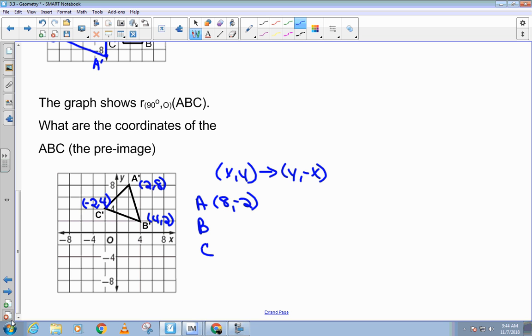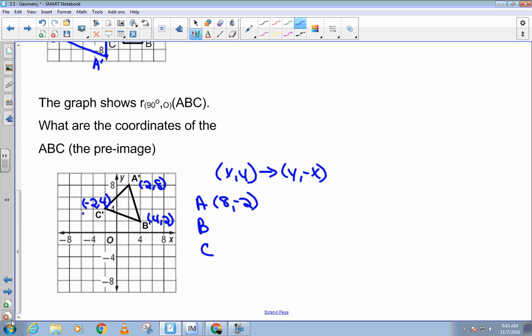Because the rule is, see, my pre-image was originally down here, and I rotated it 90 degrees, which means I would change the Y and they would switch places. But I don't know what this is. So I've got to take my image and go back to my pre-image. So I've got to go clockwise 90, which is also the same as 270. And the rule for that is you change the X and they switch places. So if I change this X, it becomes negative and they switch places, so it's 8, -2.